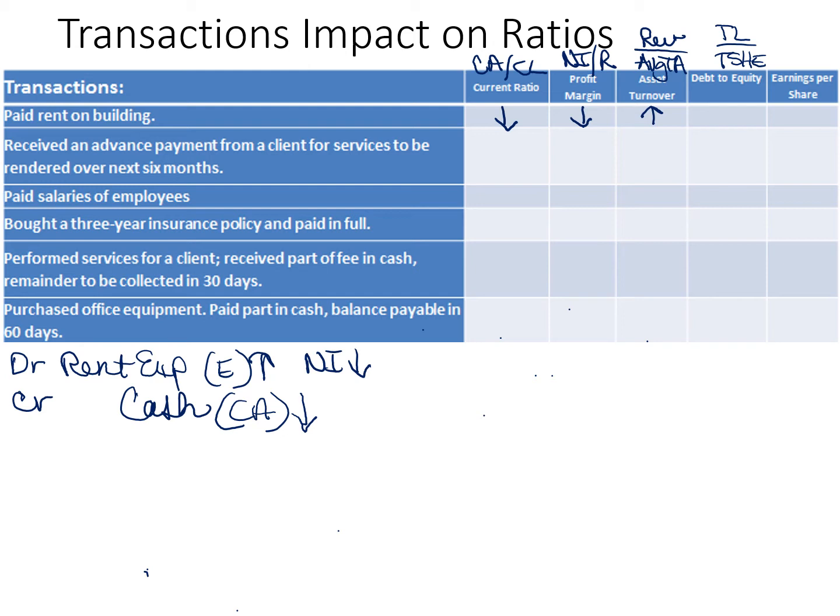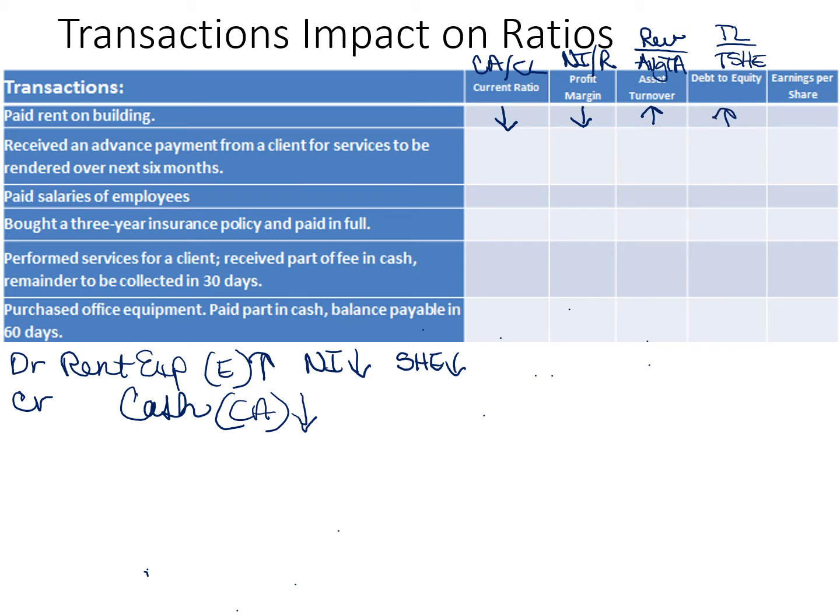Neither of these was impacting that, but oh wait, isn't net income closed at the end of every period into shareholders' equity? Oh yeah, so if net income goes down, shareholders' equity is also going to go down, which means the denominator is getting smaller, which means the debt to equity ratio will go up.